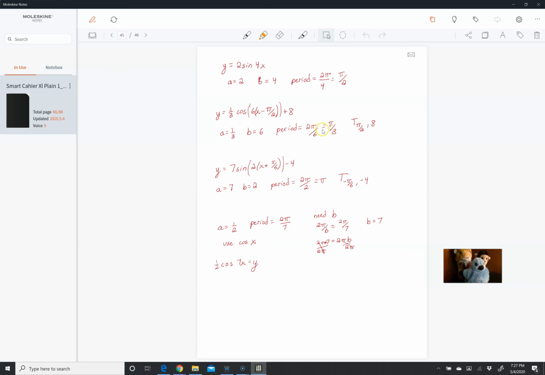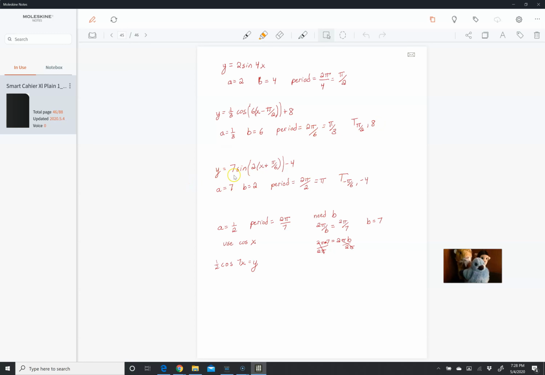This is the length of one wave. This means that between 0 and pi over 3, we have one full wave, okay? Then we took another one, and our translation, this was a minus pi over 2, so it says that we're going to the right, so this became a plus pi over 2. And we went up 8, which means that our midline is at 8, okay?